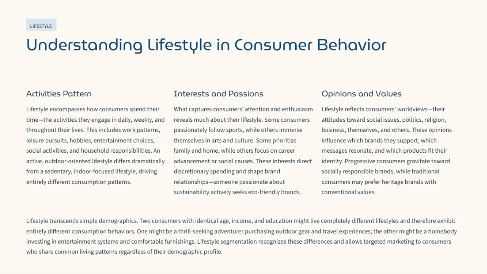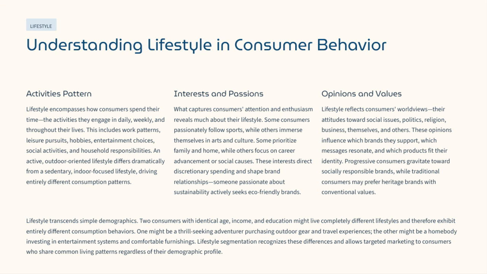Lifestyle also encompasses how consumers spend their time, daily activities, hobbies, entertainment choices, social engagements, and household responsibilities. An active, outdoor-oriented lifestyle leads to different consumption habits than a more sedentary, indoor-focused one. Understanding these activity patterns helps us better understand their preferences and behaviors.